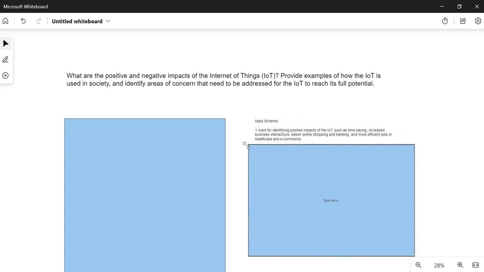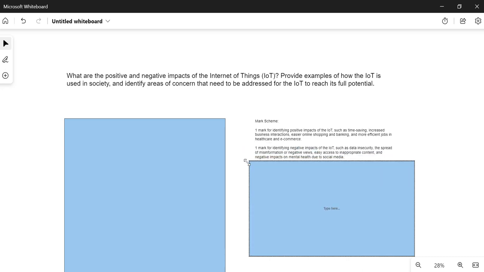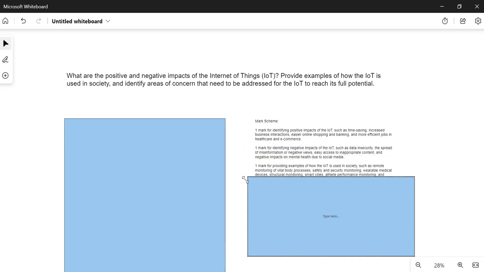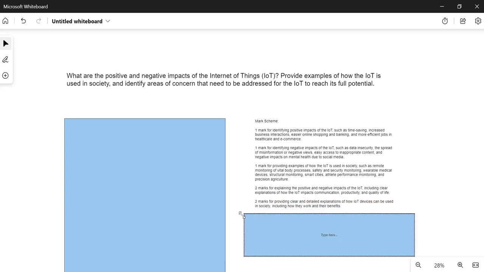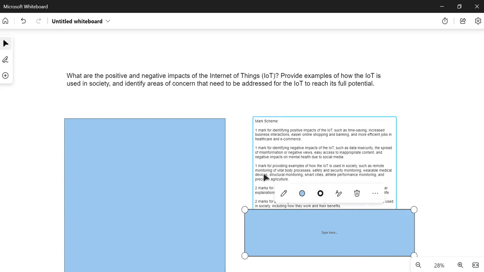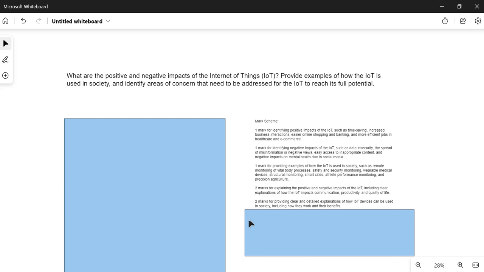If you were to mention positives, 1 mark. Mention negatives, 1 mark. Provide examples of how it's used in society, 1 mark. However, if you were to give explanation, that'll be 2 marks each. An extra mark if you gave explanation of how it could be used in society.